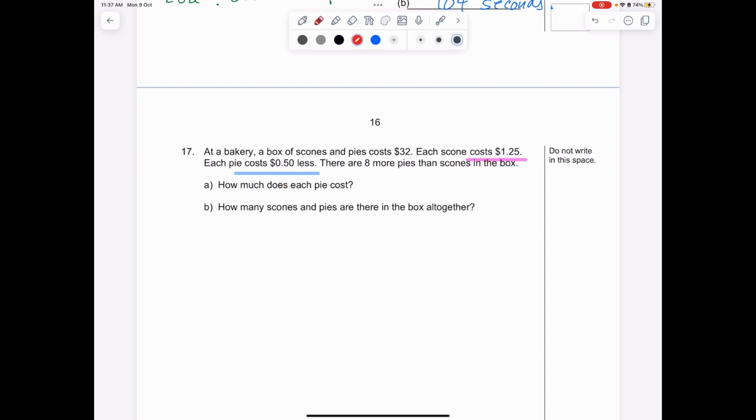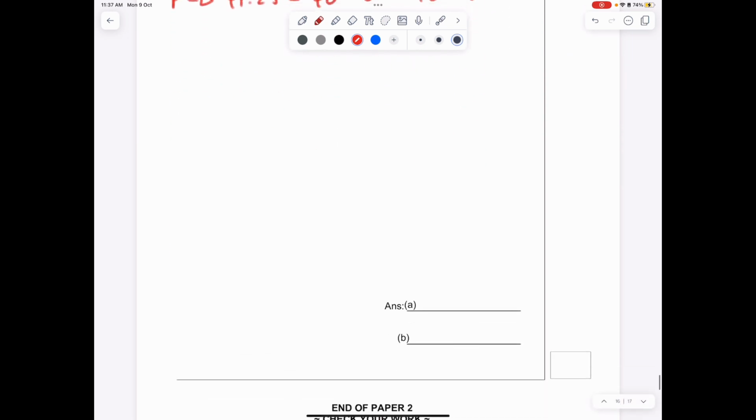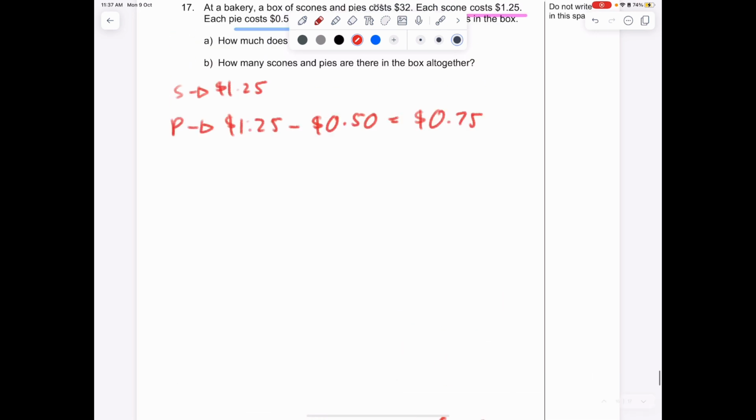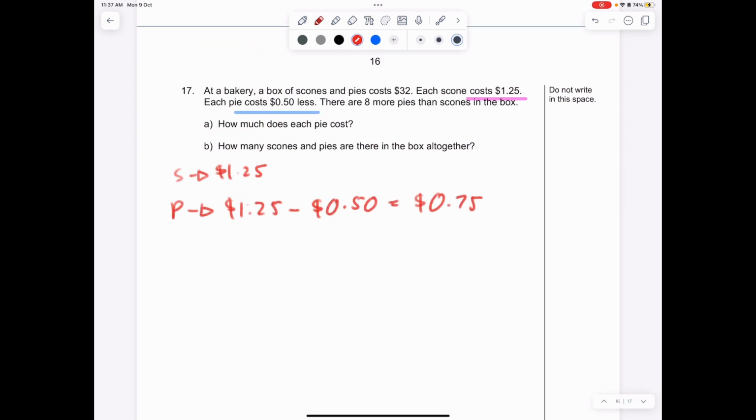So basically, you just need to take, so scone is $1.25. Pie would be $1.25 minus away 0.50 cents. Why? Because they said less. So your answer would be 75 cents. Okay, very straightforward this one, no issues. Then they go on to say, how many scones and pies are there in the box all together?